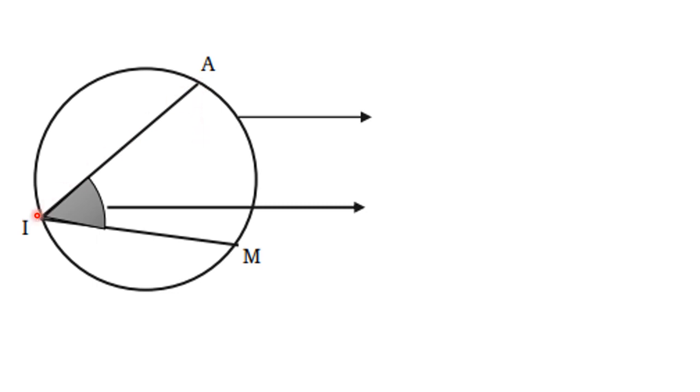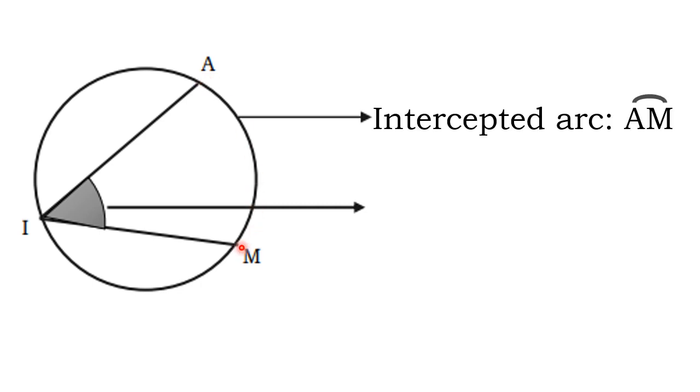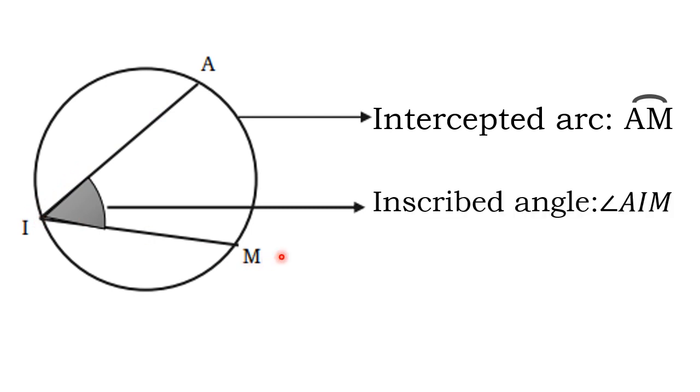Okay, we have here a circle. Angle AIM is inscribed in the circle. Arc AM is what we call the intercepted arc, while angle AIM is what we call the inscribed angle.